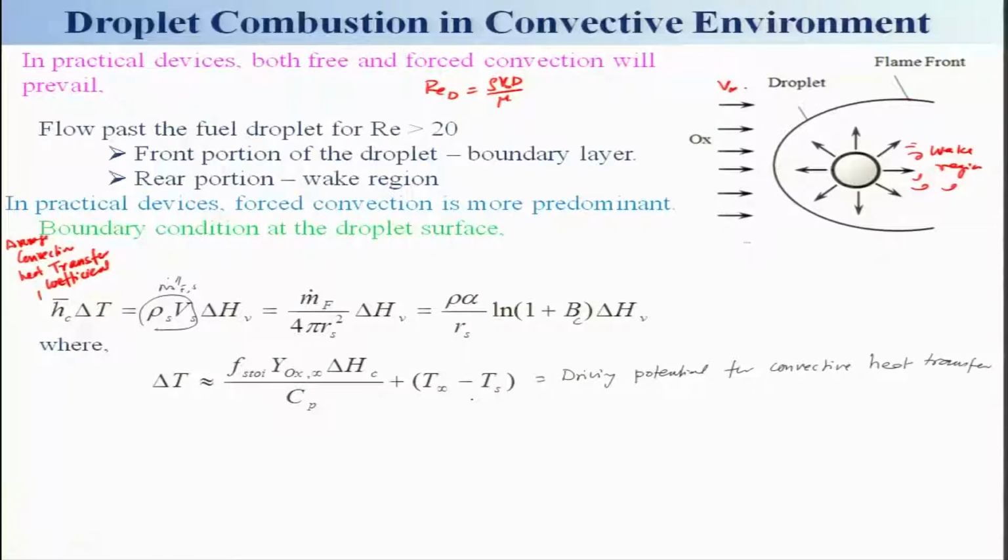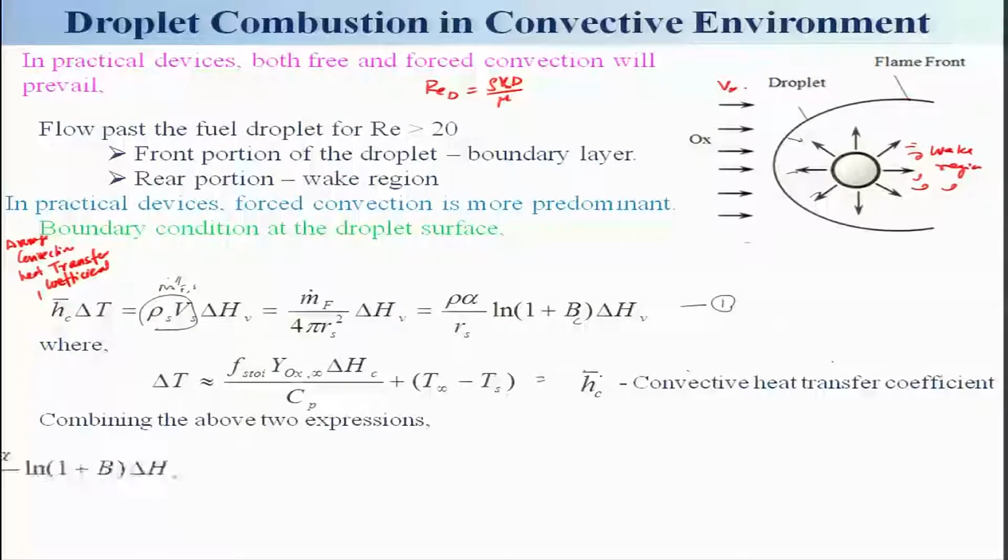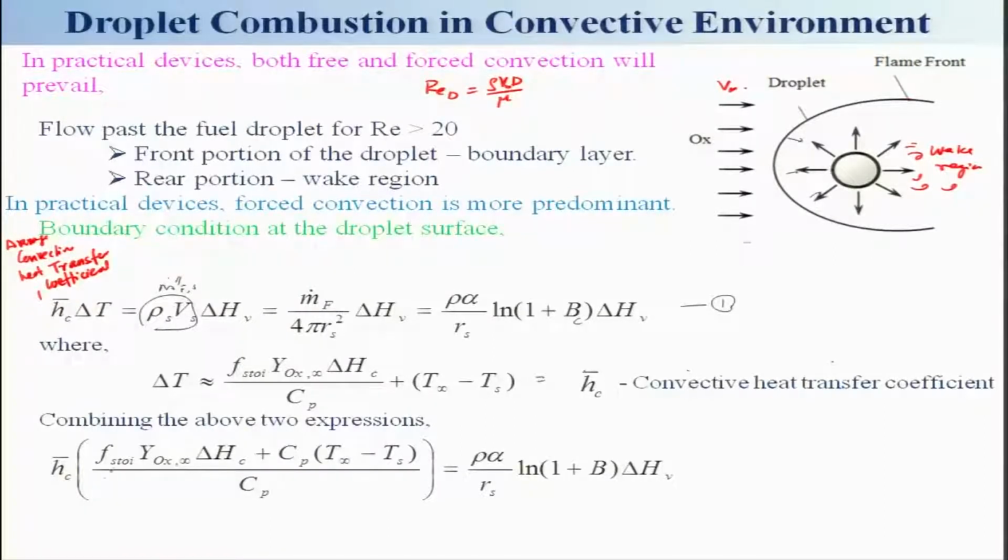If the temperature of the flame is higher, then naturally more heat will be transferred, and because of convection it will be reaching and affecting the droplet burning rate. So, what we will do: this is equation 1. Now we will substitute this delta T in equation 1 and combine these two expressions. I am basically writing these things down: F stoichiometric as delta Sc into Cp, and then divided by Cp is equal to this.